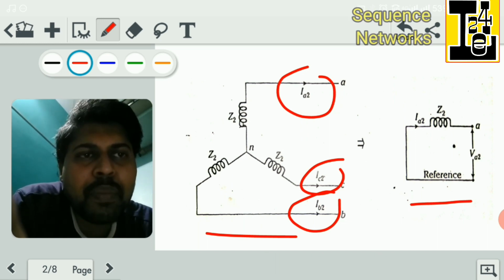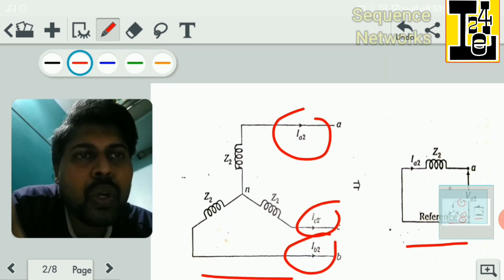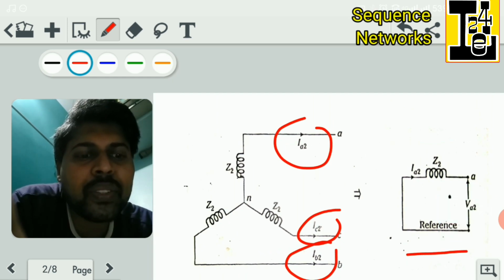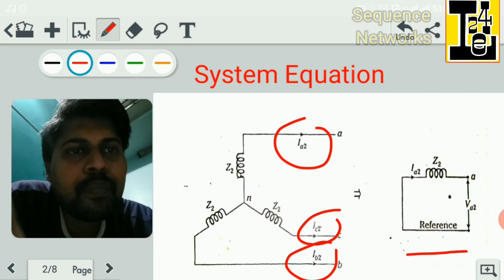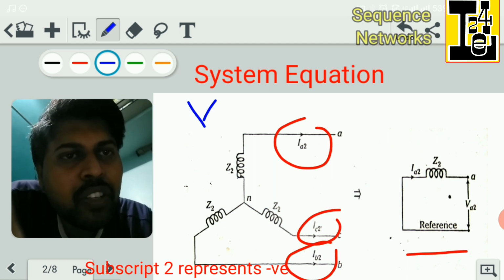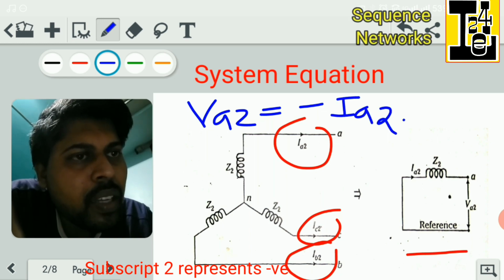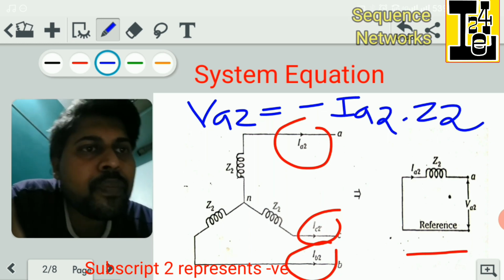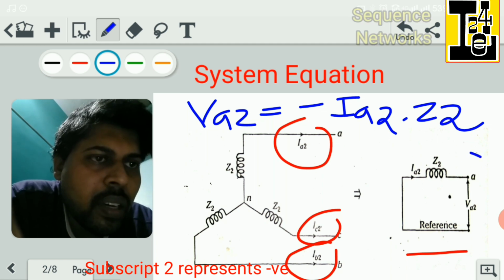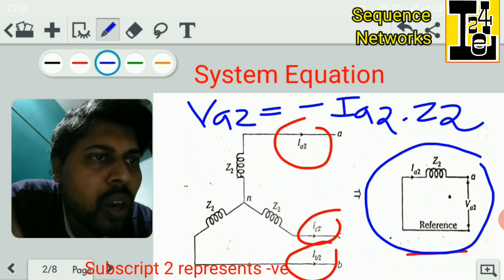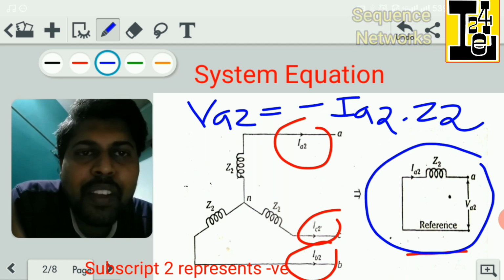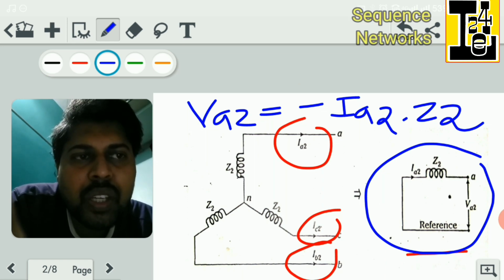Here, the system equation that holds good for the negative sequence network is VA2 = -IA2 Z2, which is written based on this single phase network model of a synchronous machine.